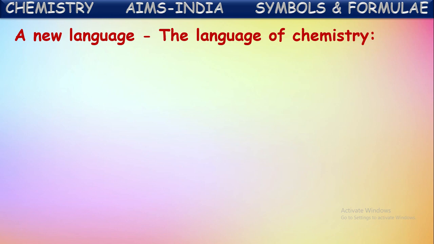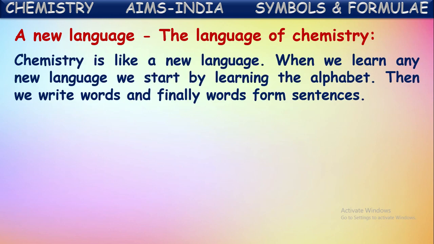The language of chemistry is known as a new language. Yes, chemistry has its own language. Suppose when you learn any new language, how do we start? First, we start by learning the alphabets of that language, isn't it? Suppose you are starting to learn English. First, we start with those 26 alphabets. Then we write words by using these alphabets.